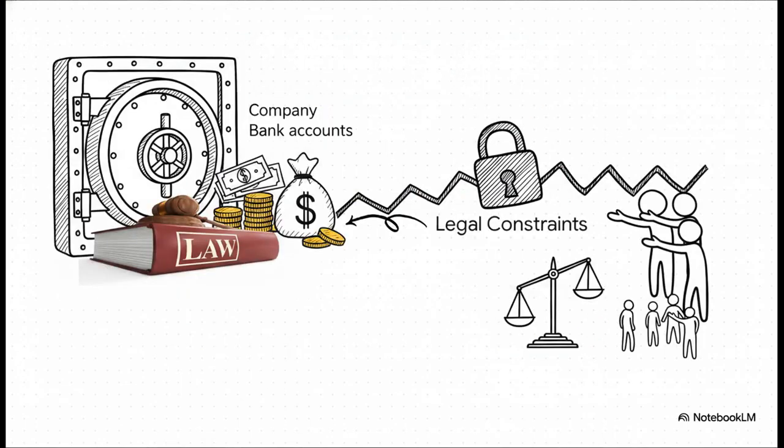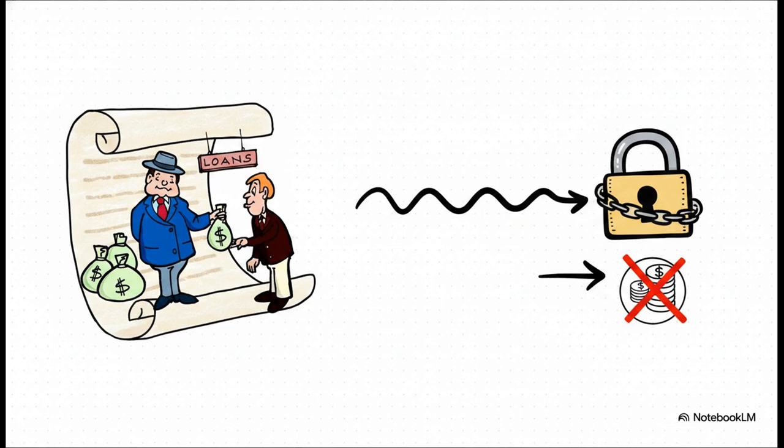Factor 10 brings us to legal constraints. Look, a company cannot just empty its bank accounts to pay its shareholders. While declaring dividends, companies have to strictly follow the legal restrictions laid down by the Companies Act. The law steps in here to ensure that a company actually remains solvent and to protect the people it owes money to, its creditors.